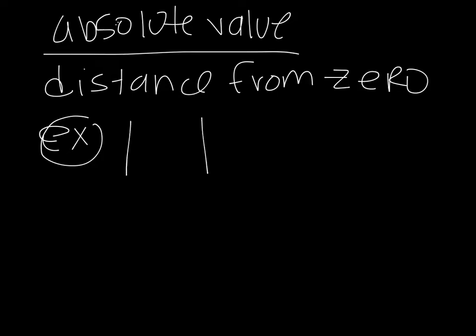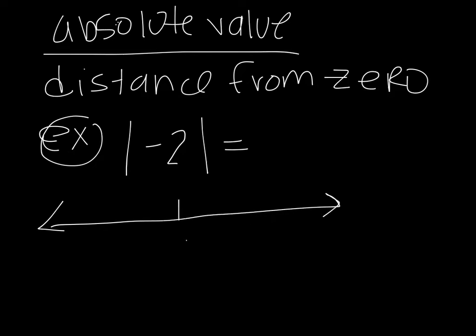So here's an example. Absolute value, that's what these signs represent, of -2 equals, so let's find out. Let's use a number line. I have 0 here, to -2, so -1, -2. In order to go from 0 to -2, you have to go to the left twice. Okay, so that means my answer is going to be a 2.